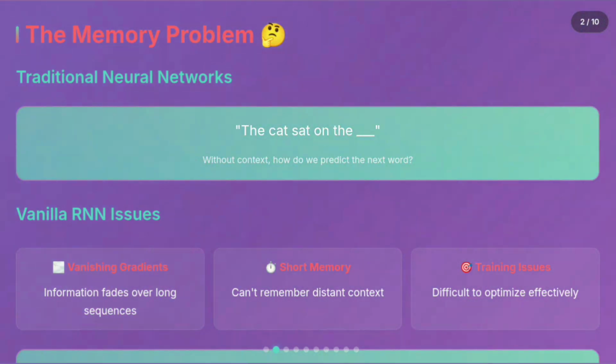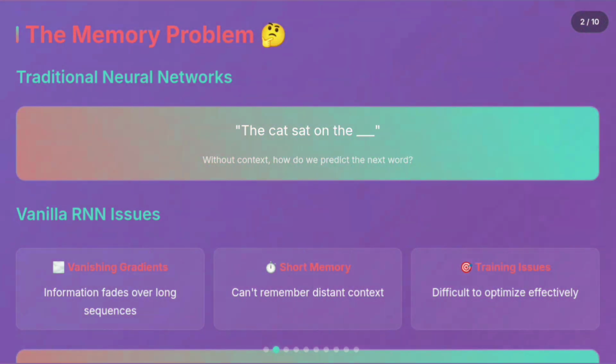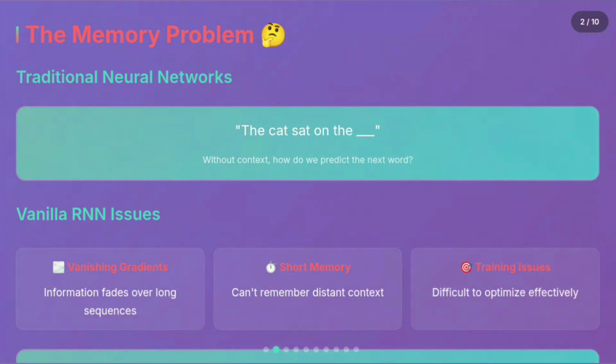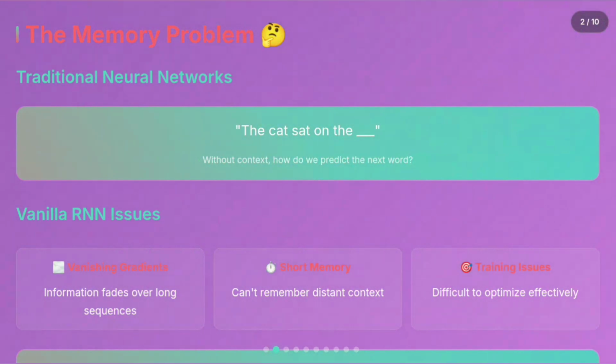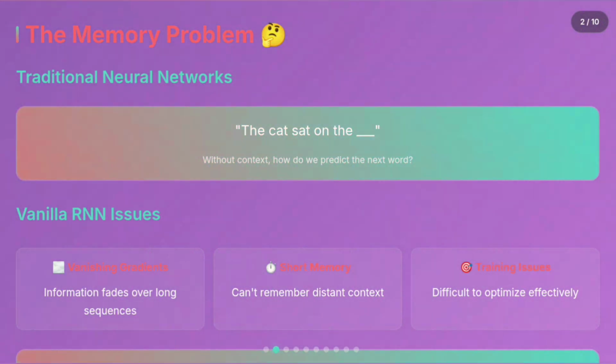Imagine you're reading this sentence right now. Traditional neural networks process each word independently. They have no memory of what came before. It's like having amnesia after every single word. But human language has context. The meaning of bank is completely different in riverbank versus money bank. We need our neural networks to remember previous words to understand current ones.